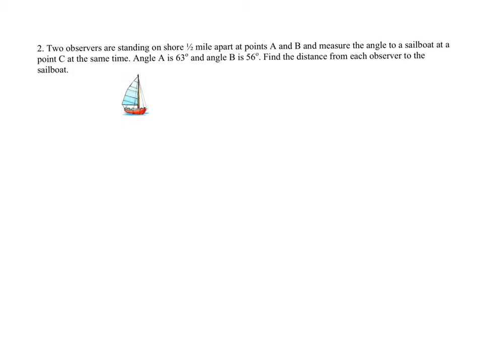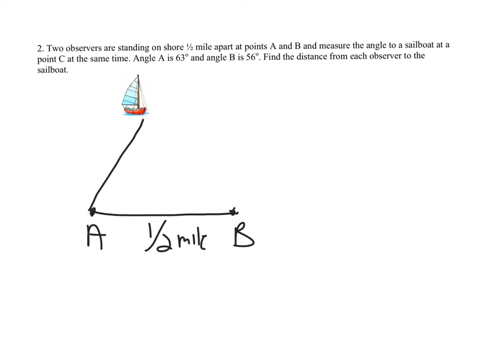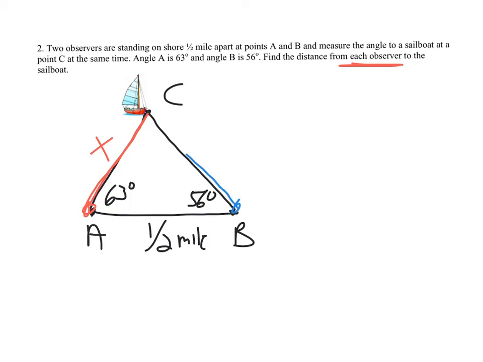Two observers are standing on a shore a half a mile apart at points A and B. So I'm going to label that distance as half a mile. And it says they measure the angle to a sailboat at point C at the same time. Angle A is 63 degrees, angle B is 56 degrees. Find the distance from each observer to the sailboat. So we have to find the distance from A to the sailboat, which is C, and we have to find the distance from B to the sailboat. So we have to find these two distances.